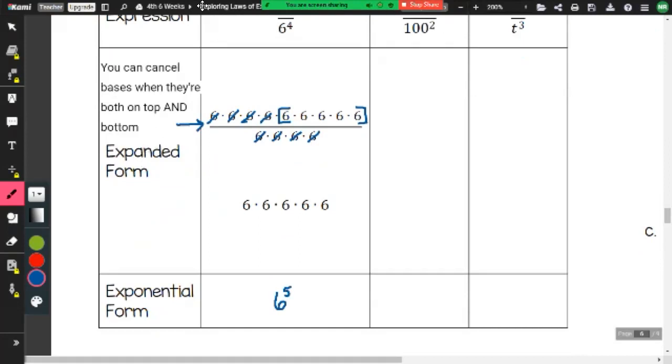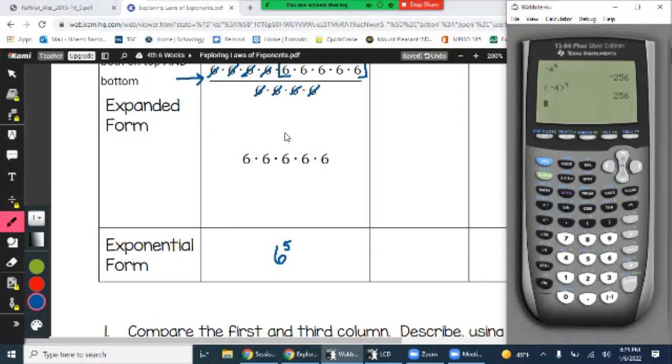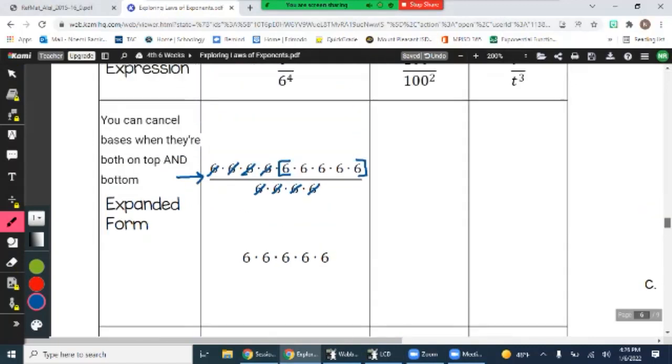Now remember, you can continue to simplify this, and you could type it in the calculator, 6 to the power of 5, and you get 7,776. It could give you both of these answers on the STAR test. So be able to recognize both of them.